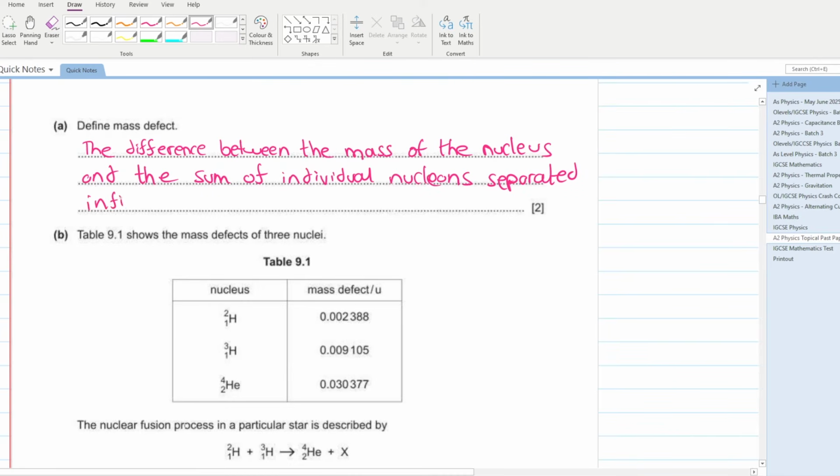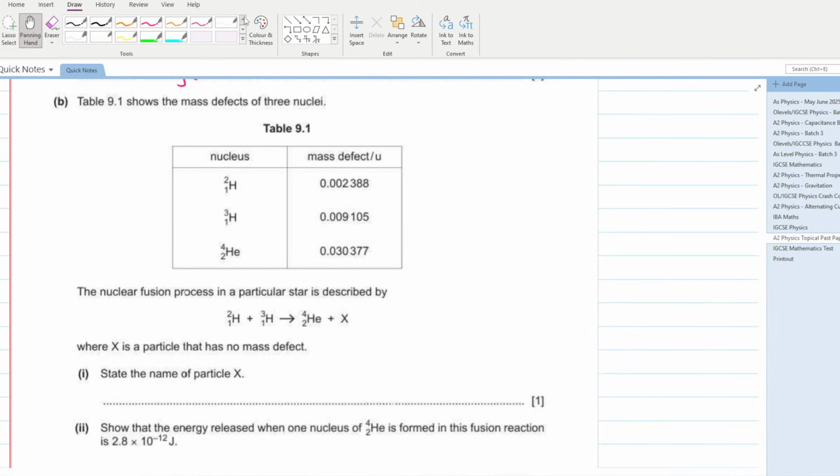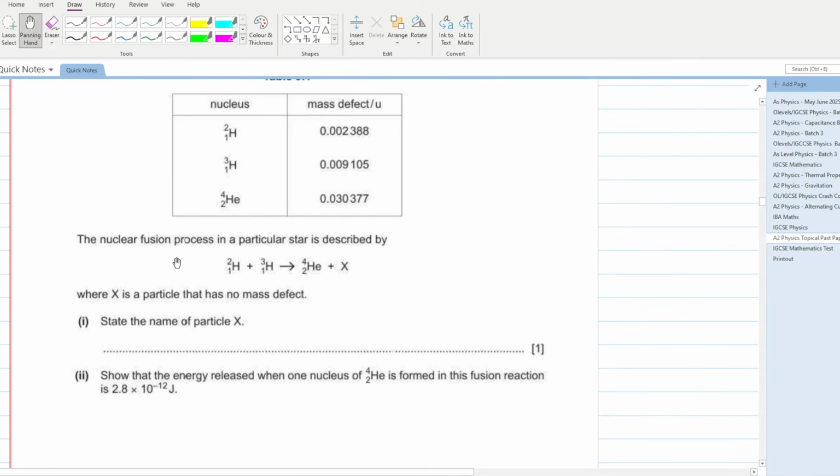Let's move on to the next question. As I can see, this is again a calculation heavy question. Table 9.1 shows the mass defects of 3 nuclei. The nuclear fusion process in a particular star is described by this, where X is a particle that has no mass defect. What is X? X is obviously your neutron. Simple as that. Very evident.